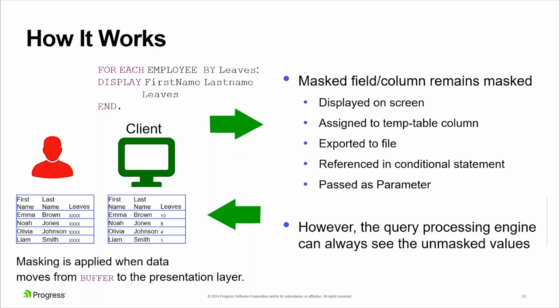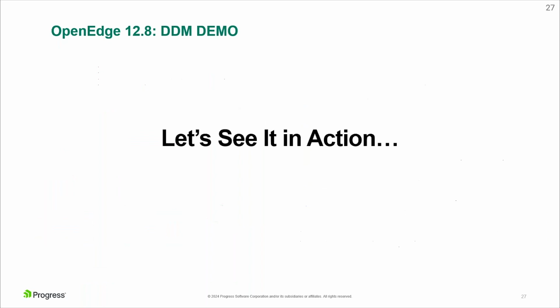If an unauthorized user passes the masked field as a parameter to a user-defined function or procedure, then the masked data will be passed there. And finally, if the unauthorized user assigns this masked field to a variable, then the masked value will be assigned to that variable. Now let's see all this in action. We'll move to the demo at this stage of the presentation.